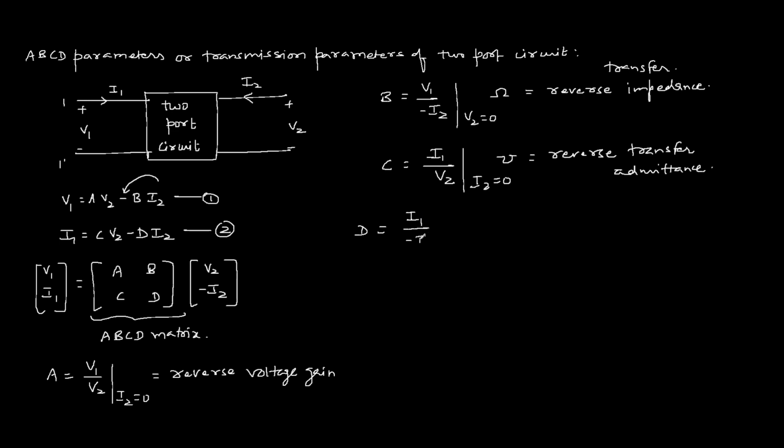And D is I1 over negative I2 when V2 is 0, or port 2 is short circuited. It is the ratio of current, so it is a unitless quantity, and it is called reverse current gain. Why is it called reverse current gain? Because it is the ratio of current of input port to the current of output port, or current is transferring from output port to input port.